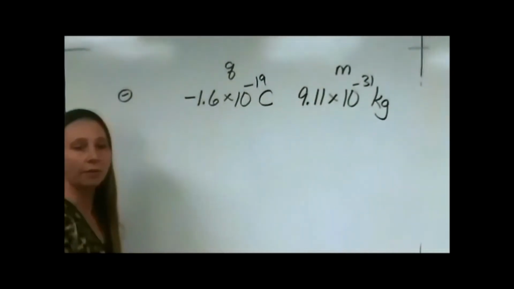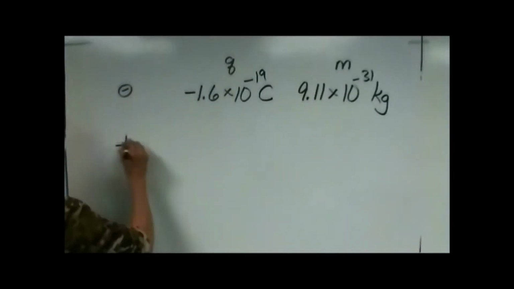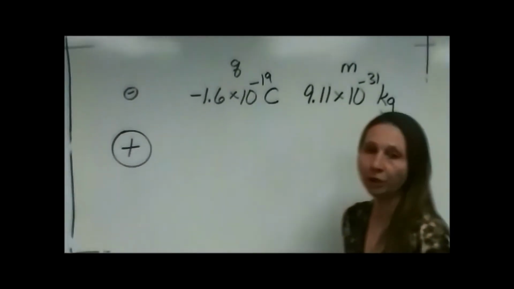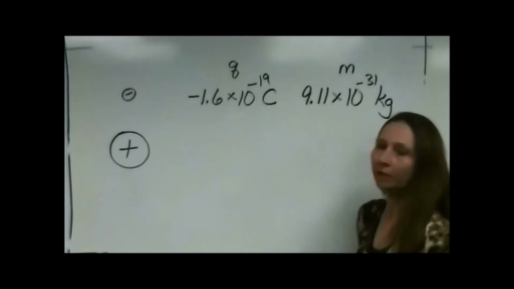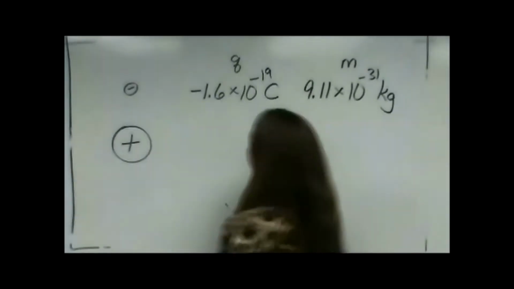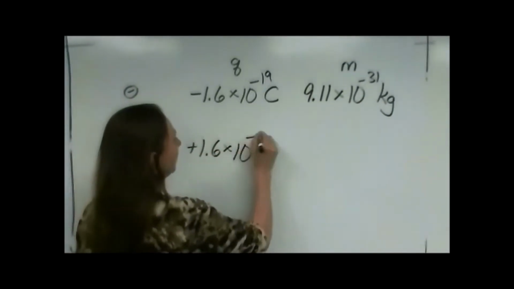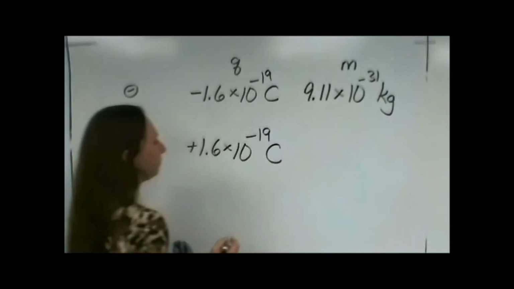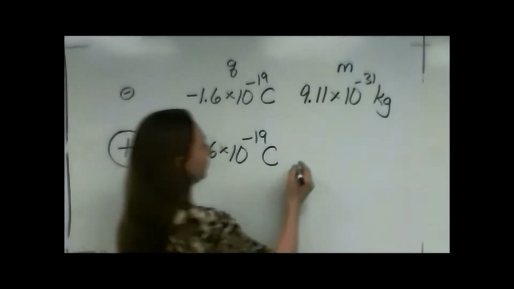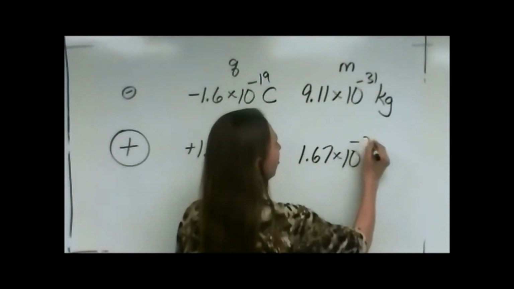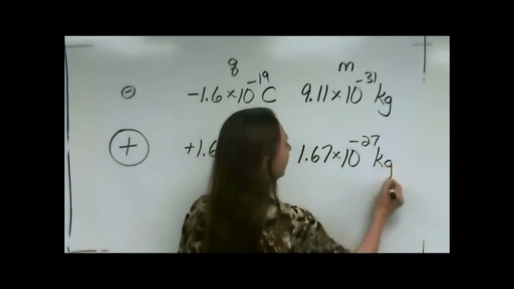31 kilograms. For the proton, and I'll draw the proton a little bit bigger because the proton is much, much heavier than the electron, the charge would be positive 1.6 times 10 to the negative 19 coulombs, and the mass of the proton, 1.67 times 10 to the negative 27 kilograms.